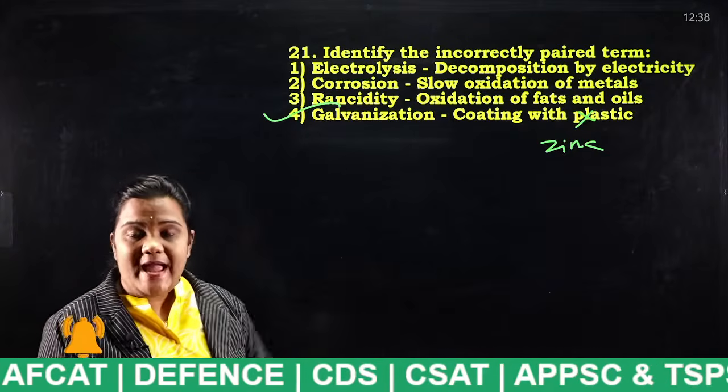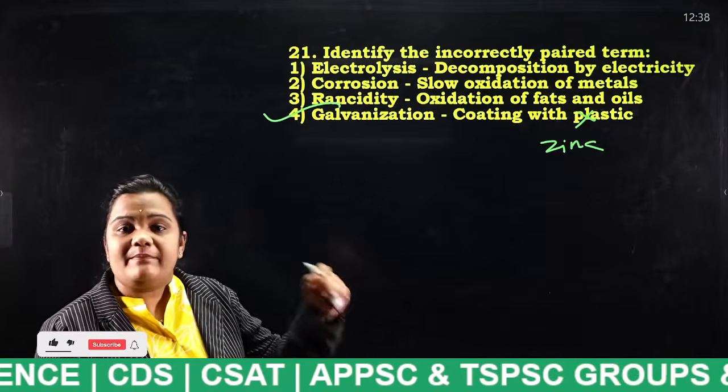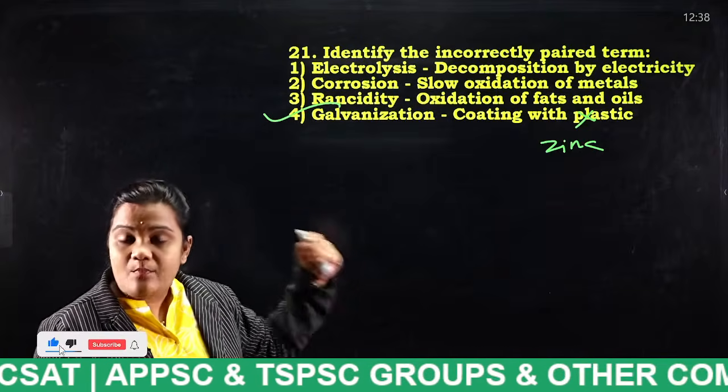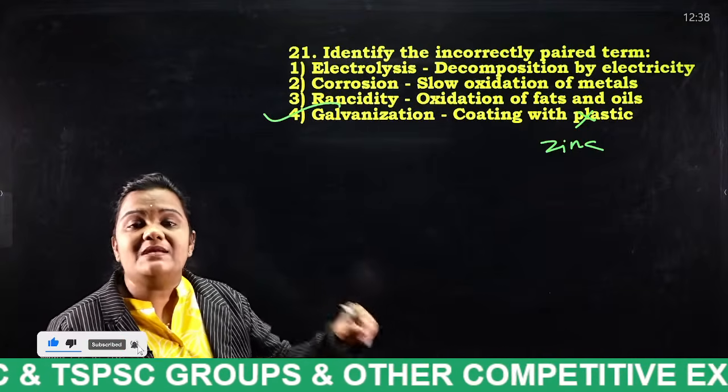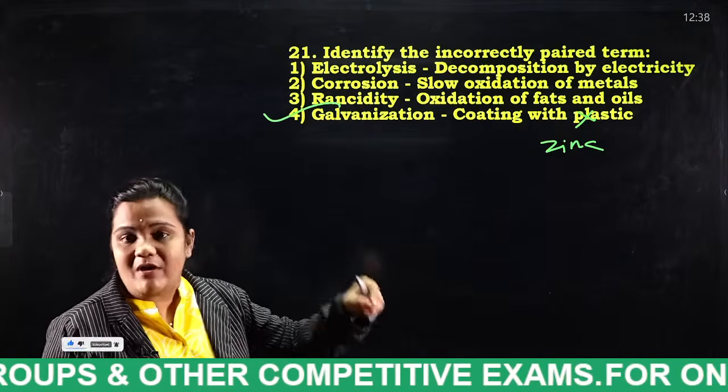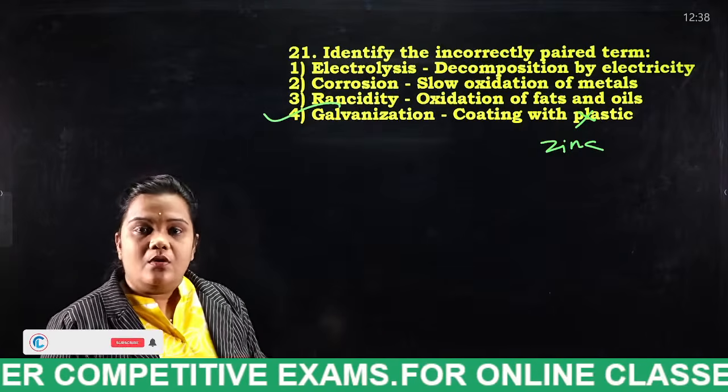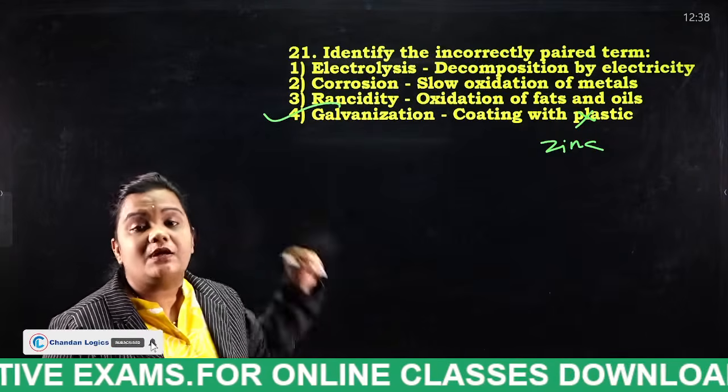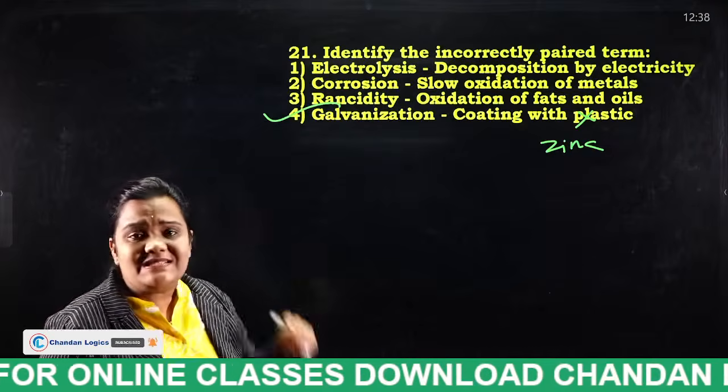And corrosion, what is corrosion actually? If iron is kept in moist conditions for a long period, what happens? Rust formation appears on that particular metal. That process is known as what? Corrosion process.